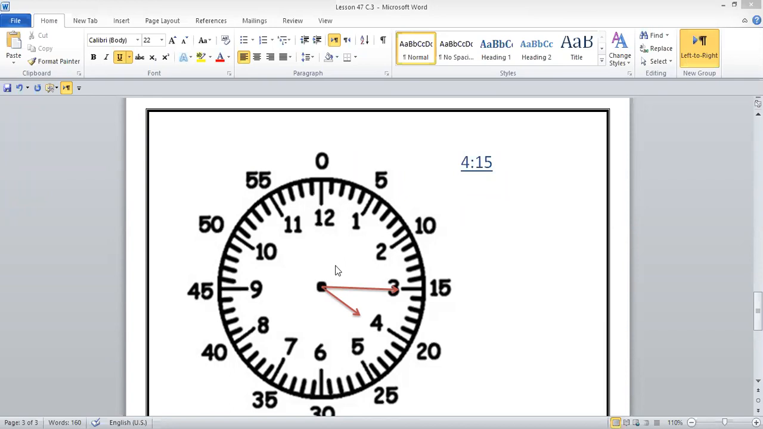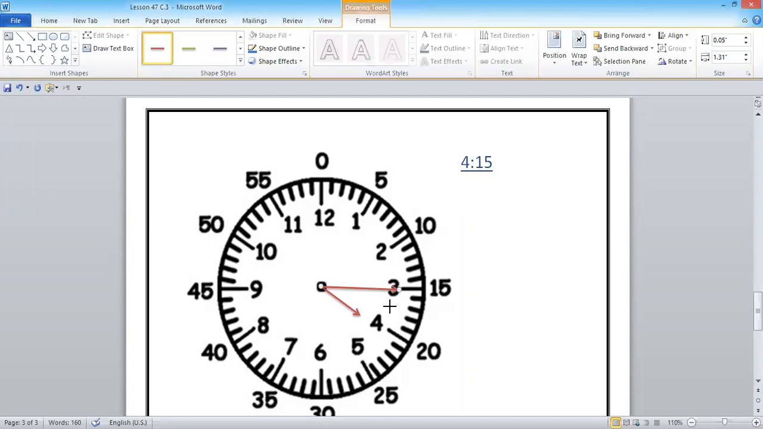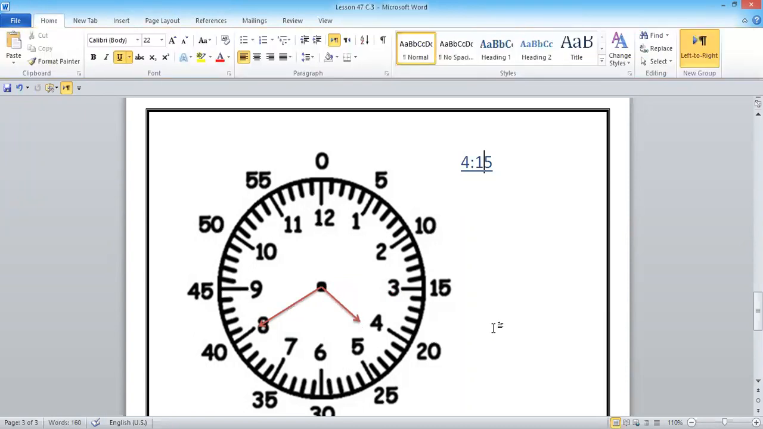All right, I give you a little harder one. Tell me the time of this. The hour is between 4 and 5, so it's 4, and the minute is 40. So we write it as 4:40. That's very good. Exactly.